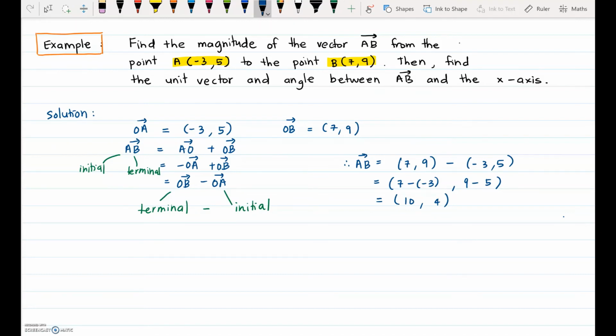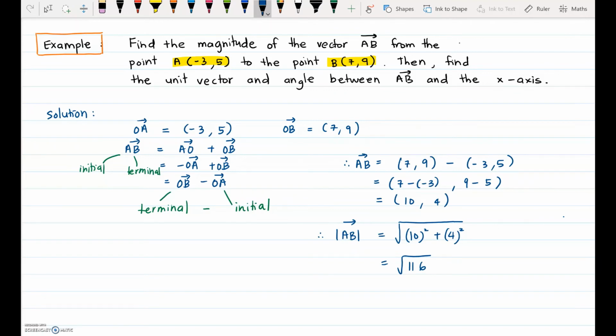AB is 10, 4. Then we need to find the magnitude, right? So the magnitude of AB will be the square root of x square plus y square. So your x square is 10 square plus 4 square, so it will be the square root of 116.